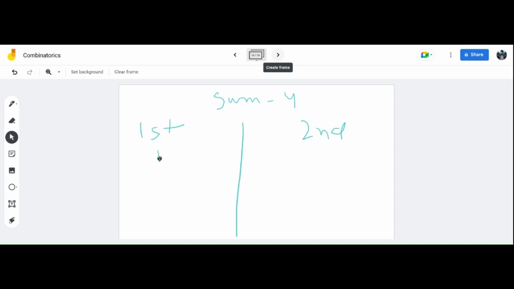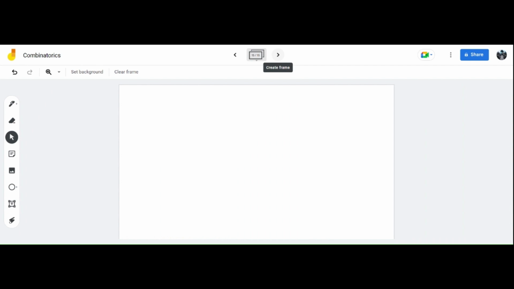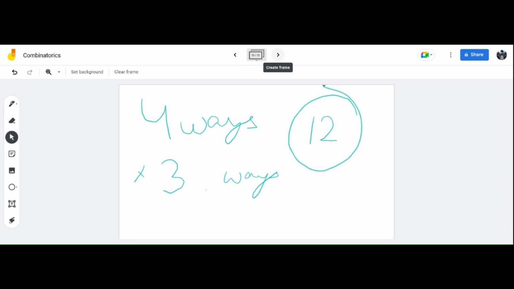1, 3, 2, 2, and 3, 1. So only 3 ways. Right? So first event, 4 ways. Second event, 3 ways. Right? So in total, the answer will be 12. Okay? So we have done this question also, which was a good question to understand.